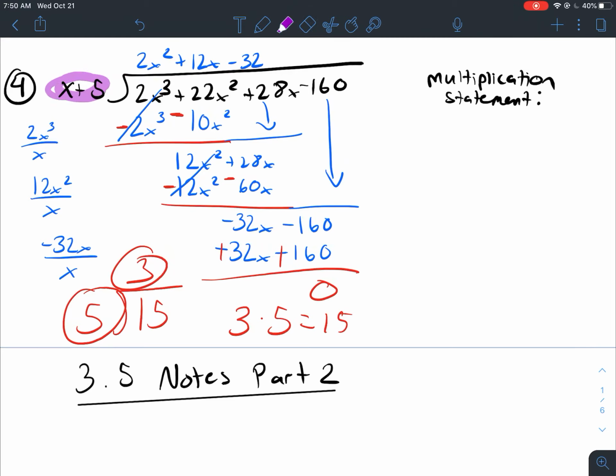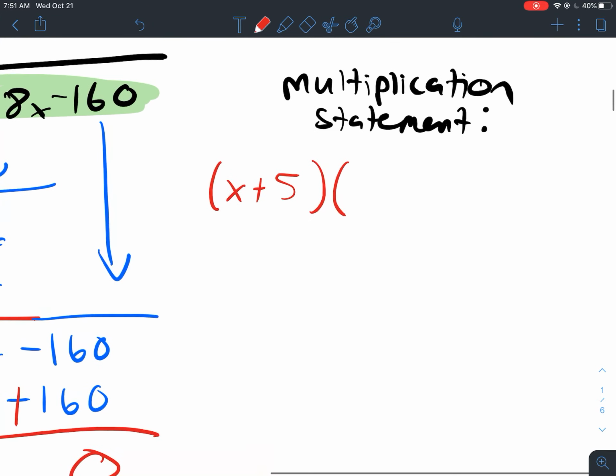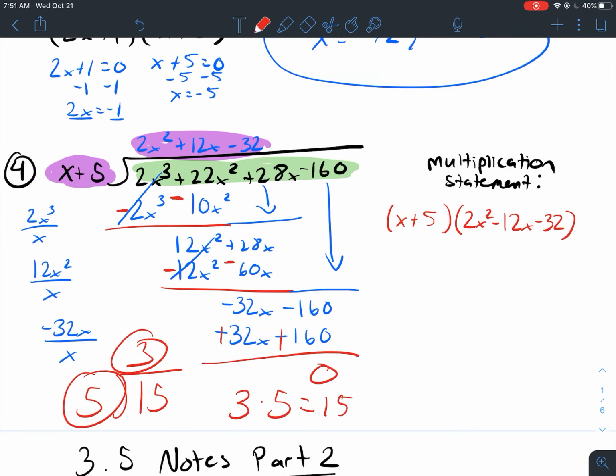We know that this x plus 5 times 2x squared plus 12x minus 32 has to equal what's under the hat. So that's going to be our multiplication statement. So we're going to say, hopefully I don't run out of space here, we get x plus 5 times 2x squared plus 12x minus 32. And then we would say that, I did run out of space, that equals, I'm going to have to do it on 2 separate lines. That equals what's under the hat.